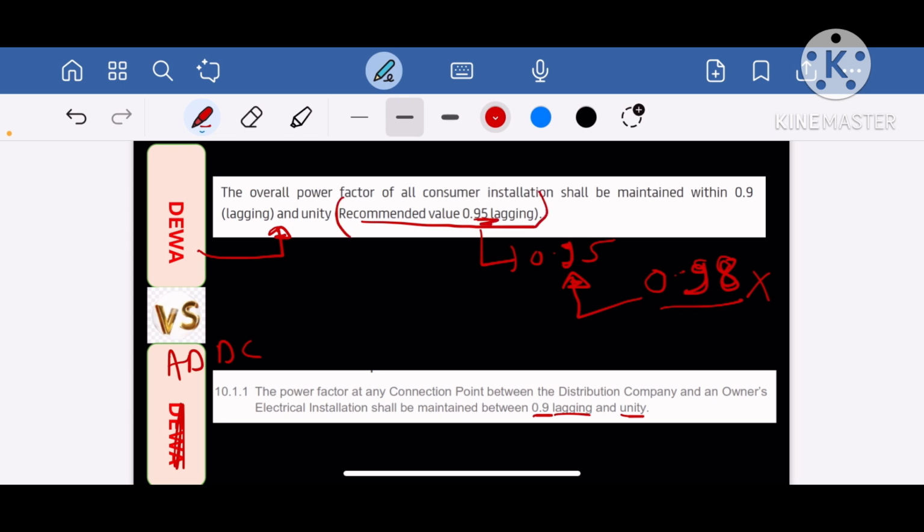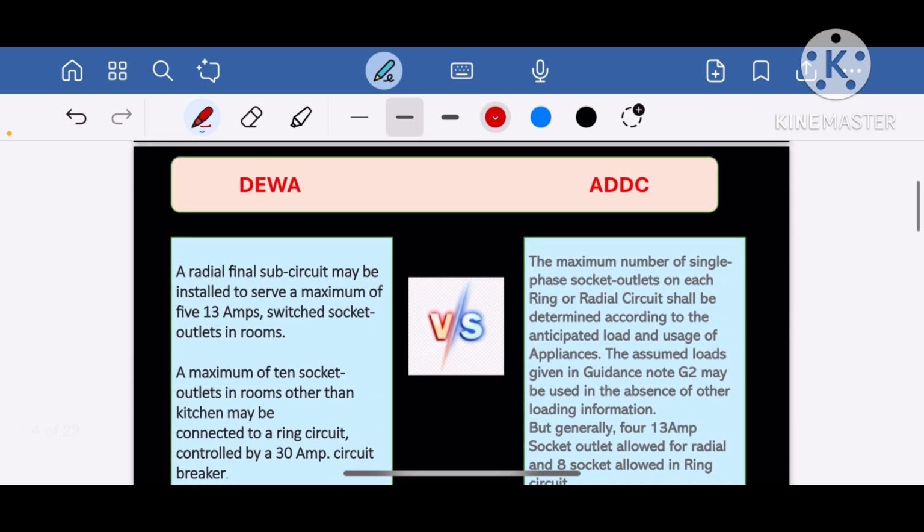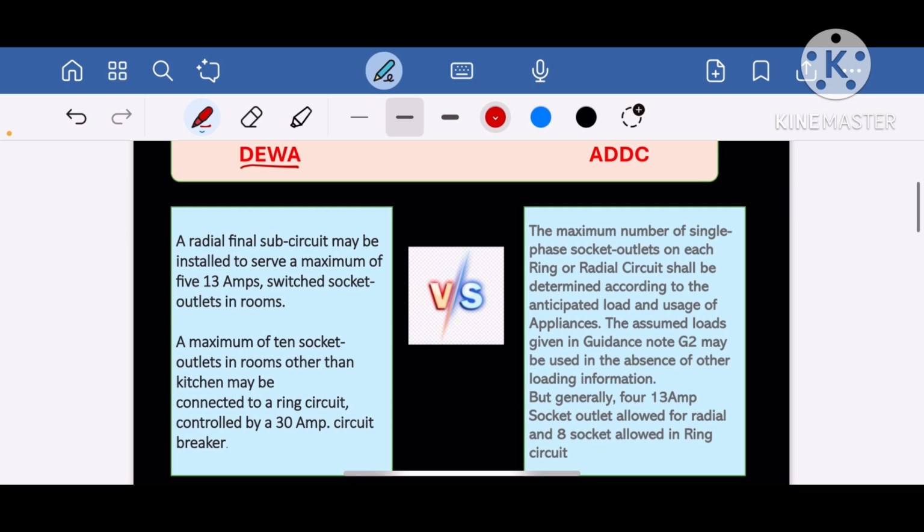But in the ADDC regulation, it is simply given as a range that you can maintain any point between 0.9 to unity. This difference is more or less the same between DEWA and ADDC. There is a slight difference. That's why I included this point in this video. Now let us move to the other point between DEWA and ADDC regulation.